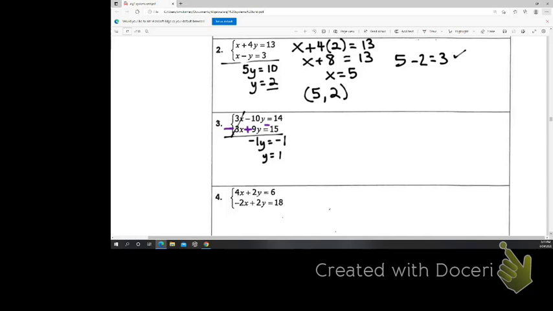Look down, I didn't finish that problem, I am aware. I'm going to look down at number 4, because number 4, I want to show you that you can also eliminate the y's.